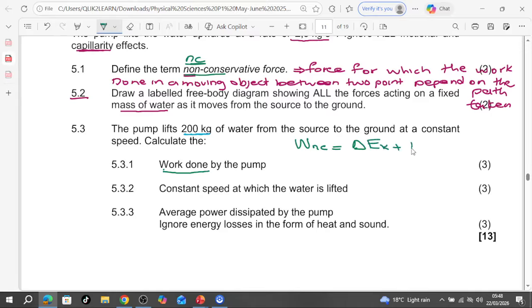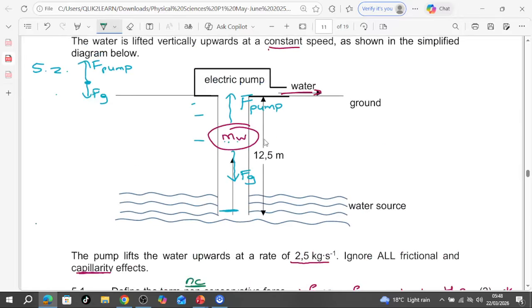We add the change in what? The change in EP, potential energy. But now I think this is going to be more complicated, and I'll try to make it easier because, hey, I need those 3 marks. Right? So you know what I'm going to do? I know that the work done by a non-conservative force. What is a non-conservative force here? The only non-conservative force will be the force applied by the pump.